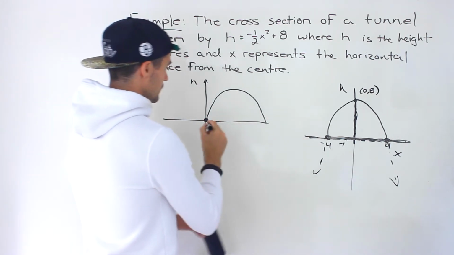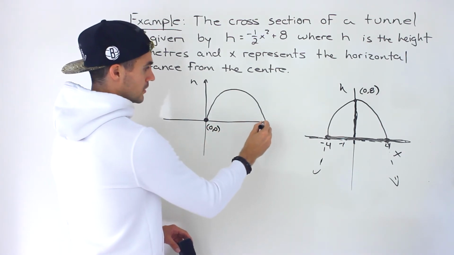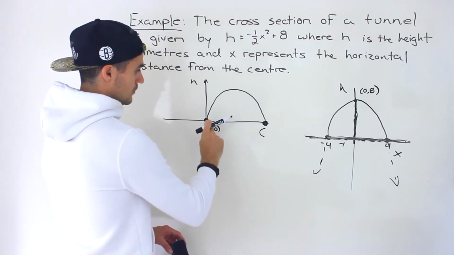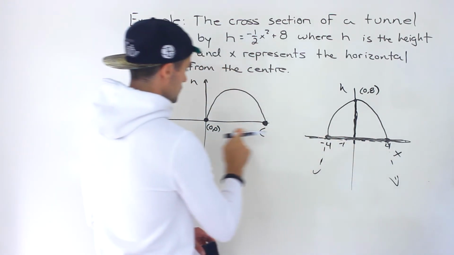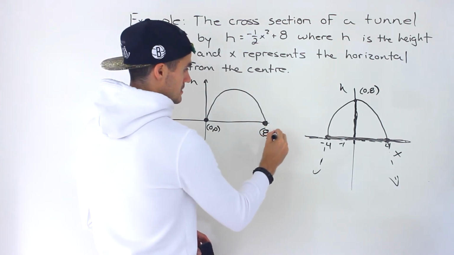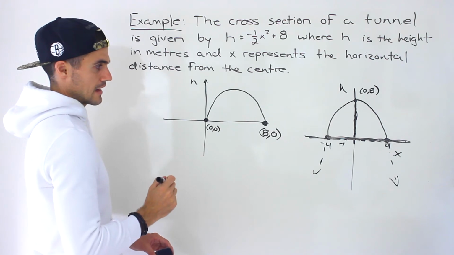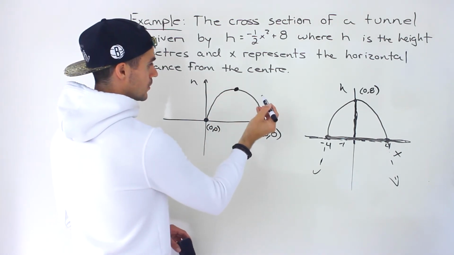So if we shift this, this is going to be at 0 and 0 now. Where's this point going to be? Well, remember the distance is 8 here, right? From negative 4 to positive 4. So from 0 to 8, this point here is going to be 8 and 0 like that. And then where's the vertex going to be?